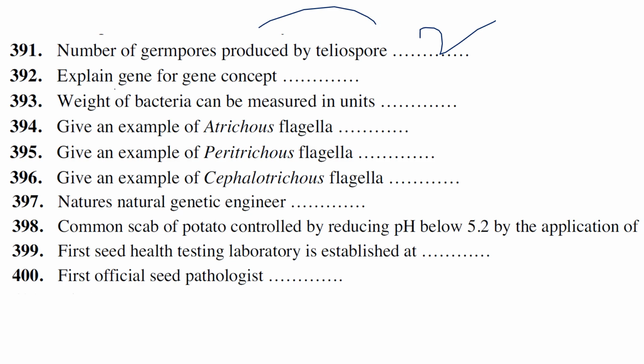Explain the gene for gene concept in a single line. For every resistance gene in the host, there must be a corresponding avirulence gene in the pathogen, and vice versa, like a continuous evolution process. Simply, it's a fight between the R gene and the AVR gene, right? Dominance for the upper hand, nothing else. This concept was given by H.H. Flor, 1946, on flax rust.